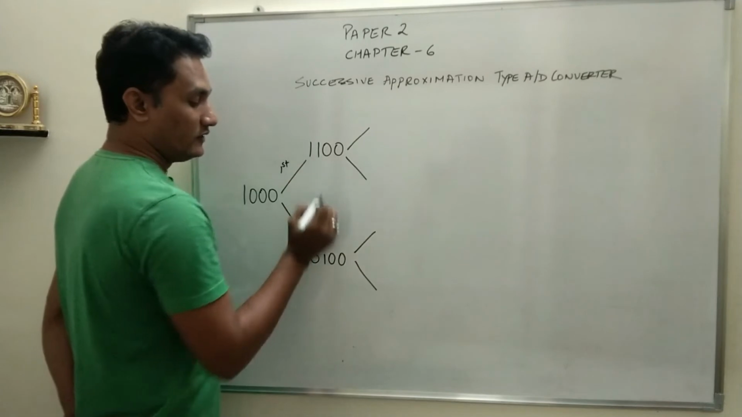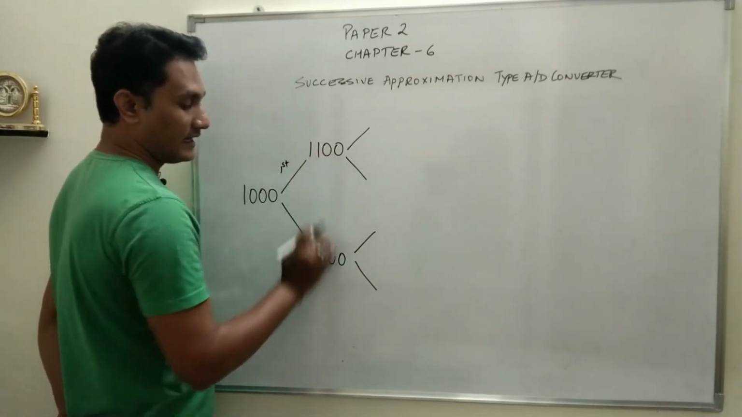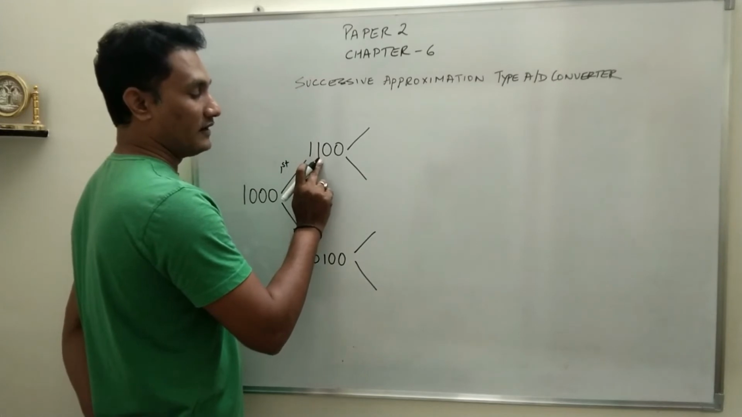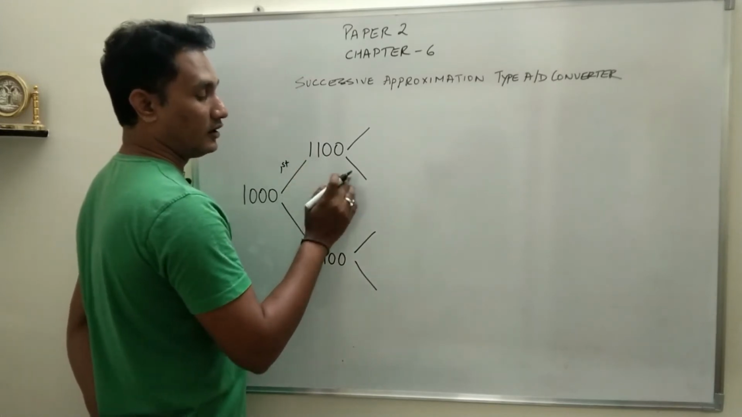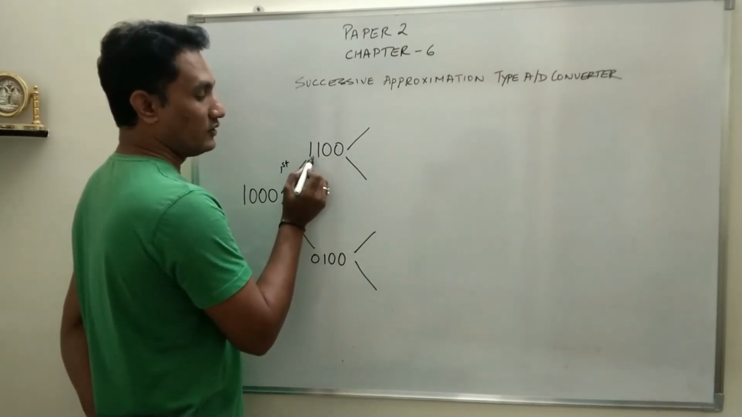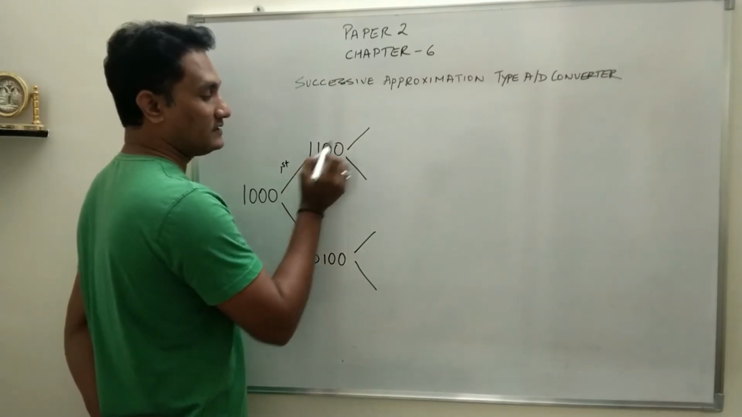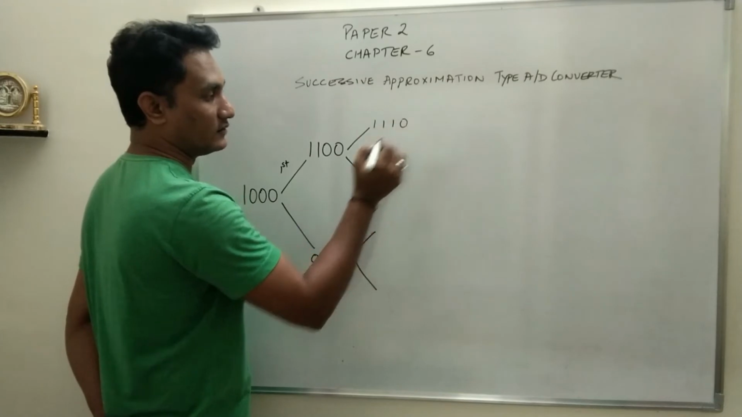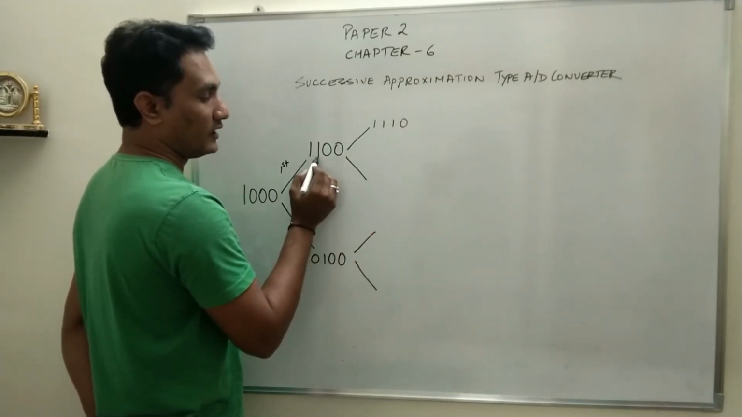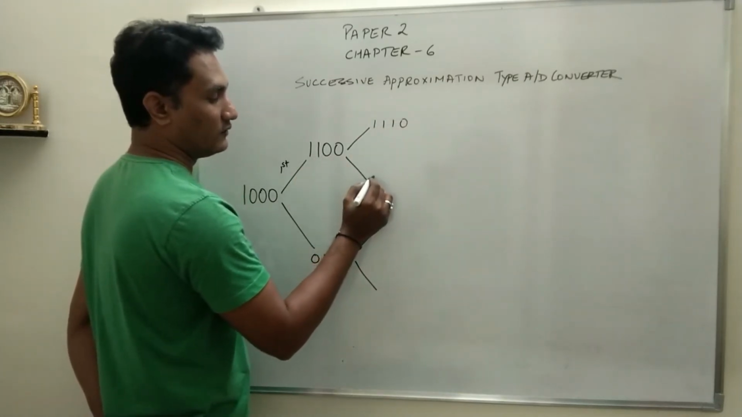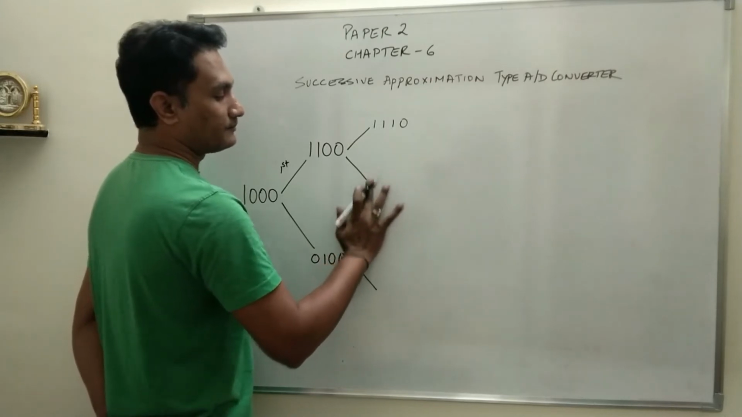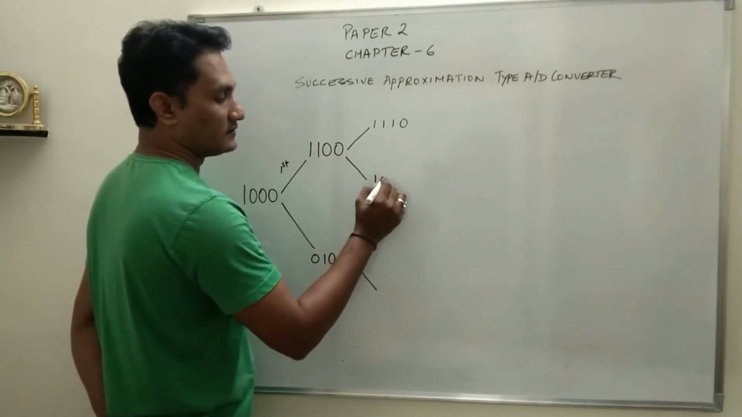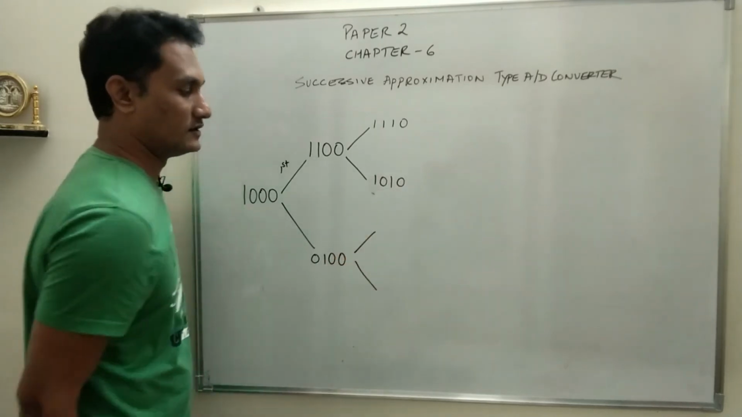Now we will make the decision on the second bit, whether to keep that 1 as it is or remove that 1 and transfer it to the next lower place. So if you have to keep that 1 as it is, you have to add one more 1 to the next lower place, 1 1 1 0. And if you have to remove that 1, transfer it to the next lower place, the value will become 0 1 0. So this is the condition.